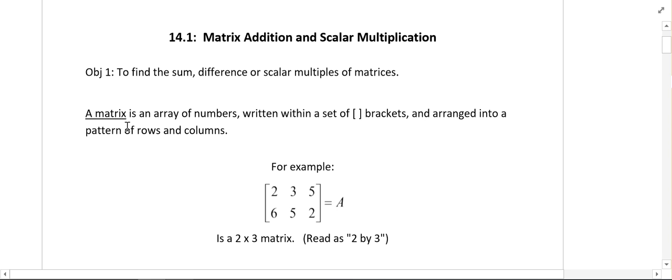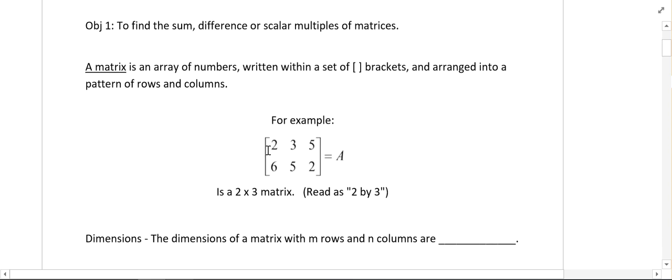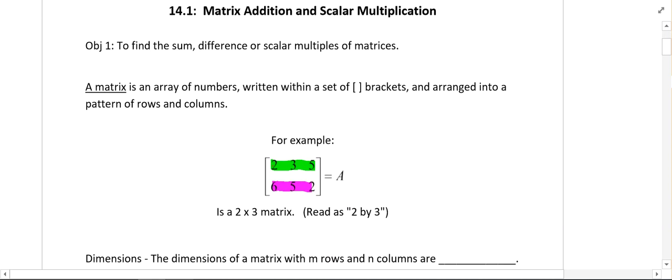So a matrix is an array of numbers written within a set of brackets. They're square type of brackets and arranged in a pattern of rows and columns. So here I have what's called a 2 by 3 matrix. I'm calling it A, and it says the first row is 2, 3, 5, and the second row is 6, 5, 2. So you can see here's that first row, and there's the second row. You can also describe the columns and things like that.